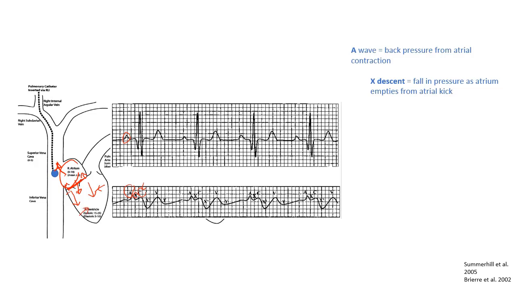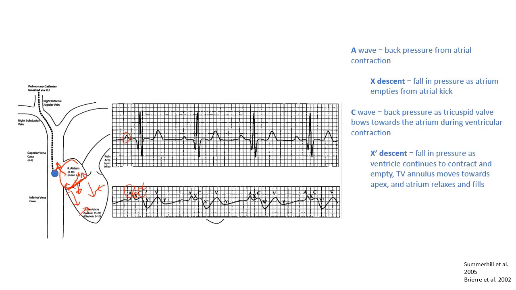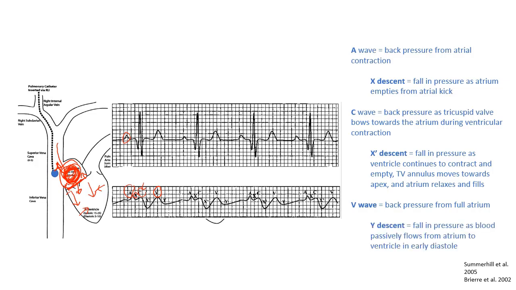As the ventricle continues to contract, it moves downwards and inwards. Then you're going to see another fall in the pressure up until a point where the atrium fills up with blood. Ventricular systole is happening, atrial diastole is happening, the pressure reaches a peak, and you see a V wave here. Once the pressures reach the point where diastole occurs and that tricuspid valve opens, you again see another fall in the pressure via the Y descent.